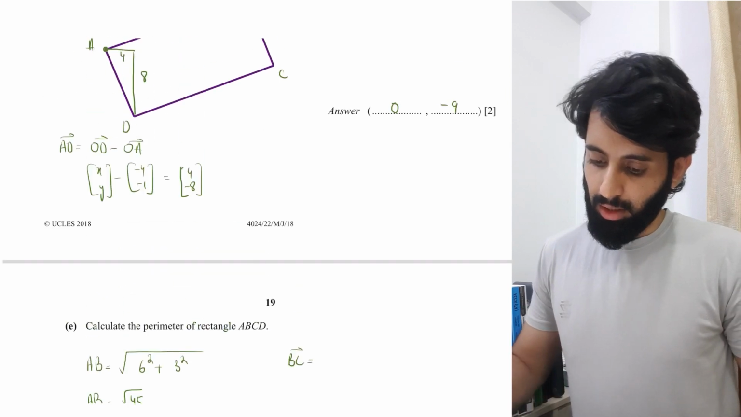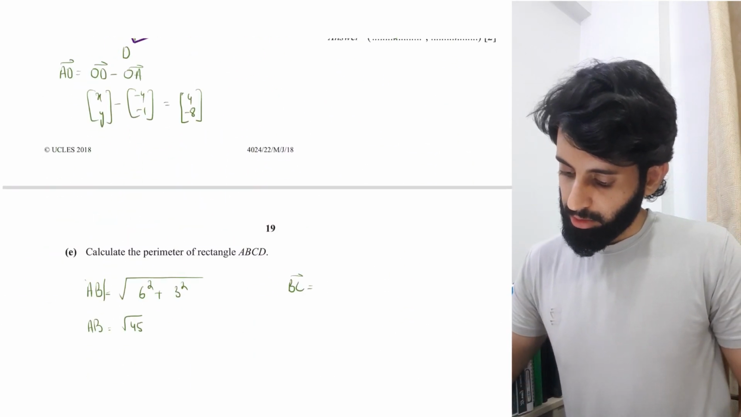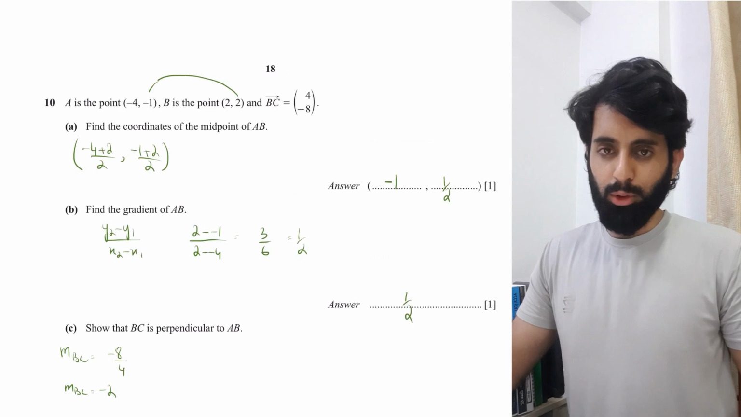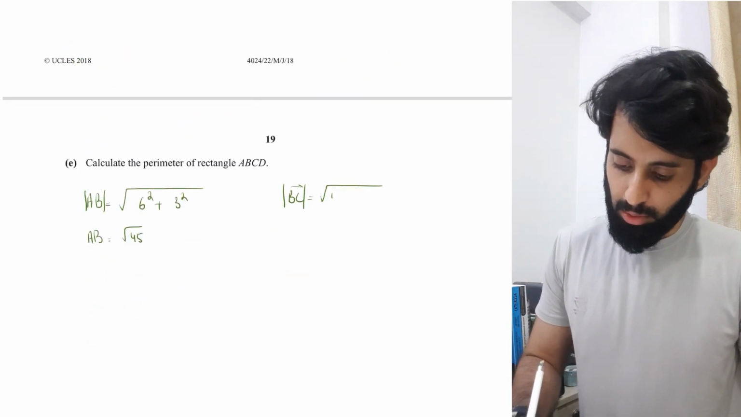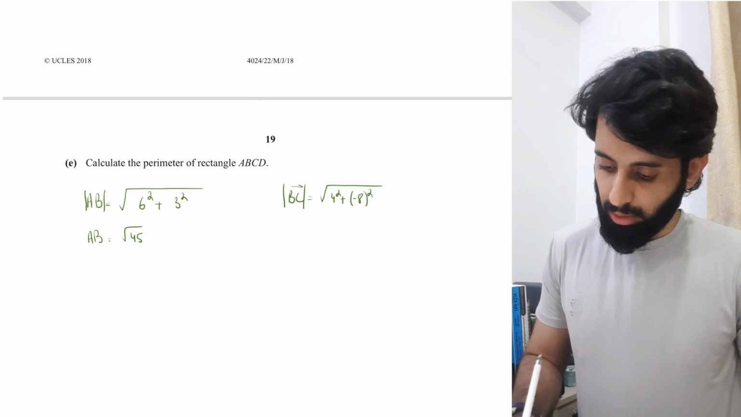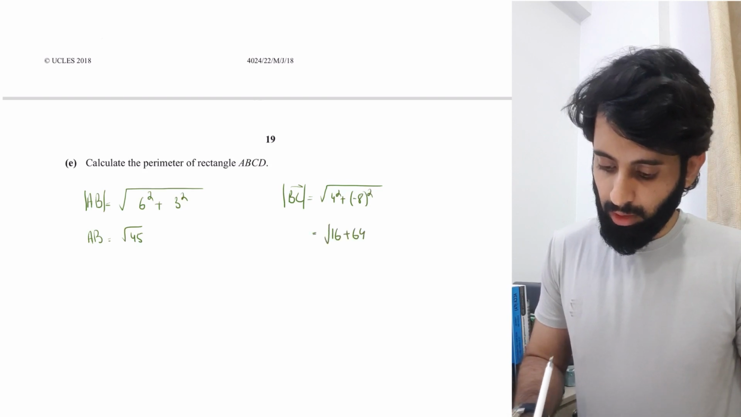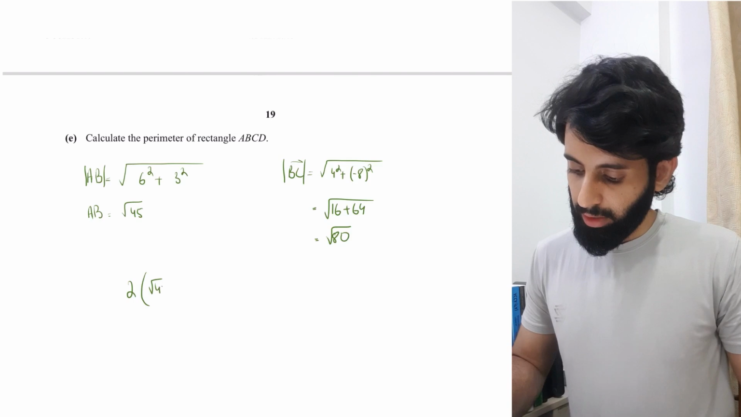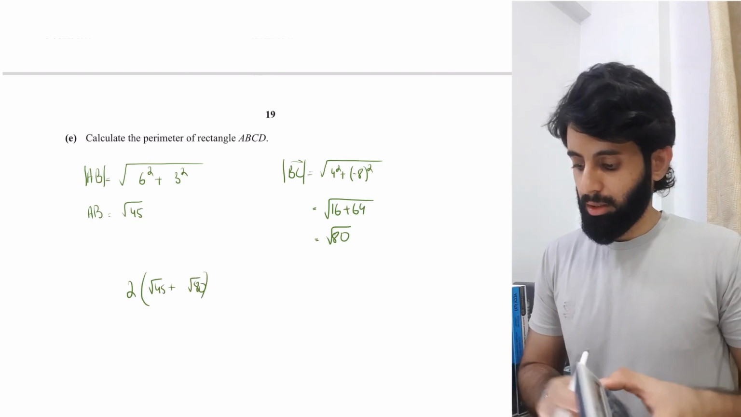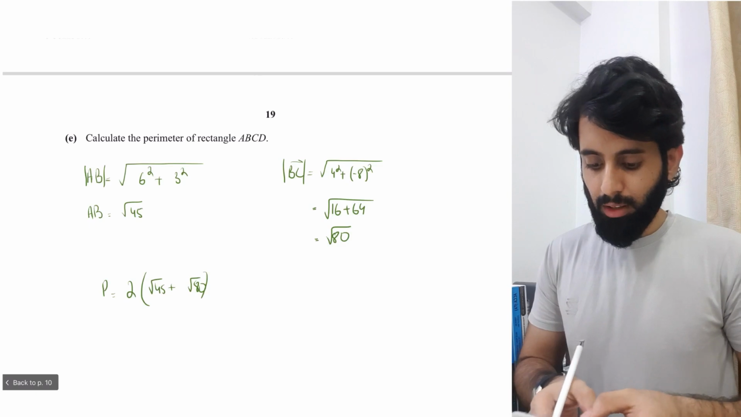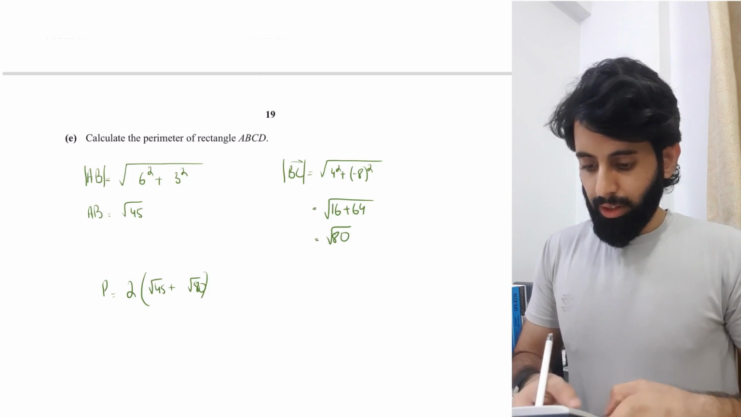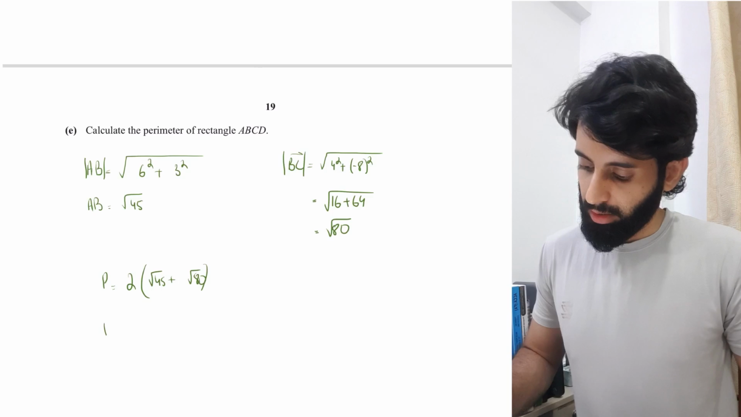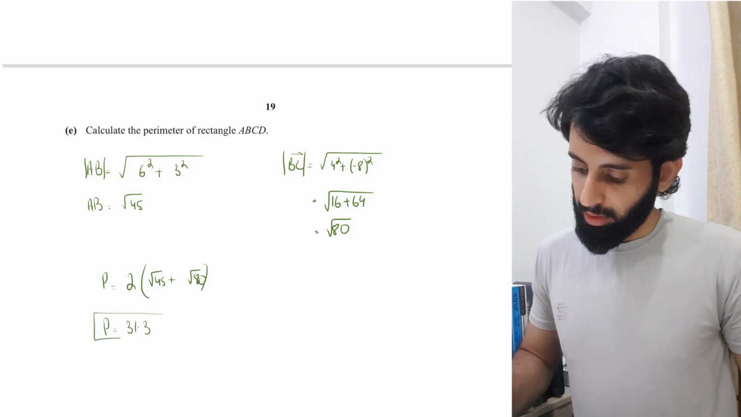And then BC. If I want to work out the length BC, I should make a magnitude sign here. All I got to do is take the vector BC, square it and sum it up. So this is going to be equal to the square root of 4 squared plus minus 8 squared. So this is equal to 16 plus 64, which is 80. So here's what I need to do: 2 times root 45 plus root 80. Let's see what we get to find the perimeter. Root 45 plus root 80 times 2, so you get 31.3, which is the correct answer. So the perimeter is equal to 31.3 units.